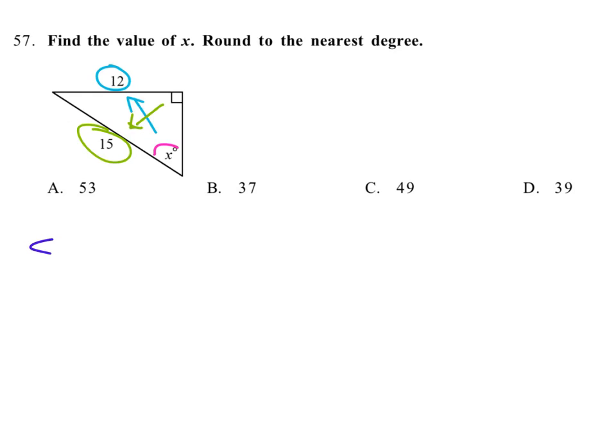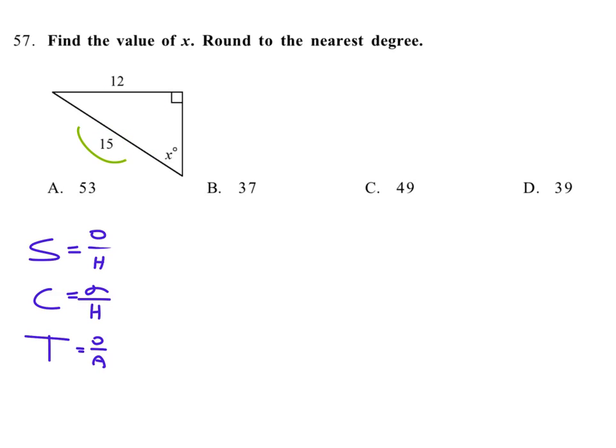And if you remember SOHCAHTOA, SOH CAH TOA. By the way, that up top I wrote that badly, but that's an O. SOHCAHTOA. Which one is dealing with the opposite side and the hypotenuse? Opposite and hypotenuse is sine. So we're going to use the sine for this.